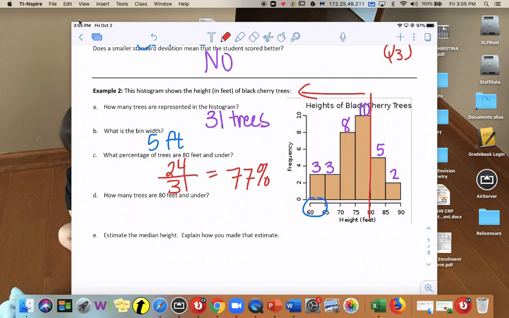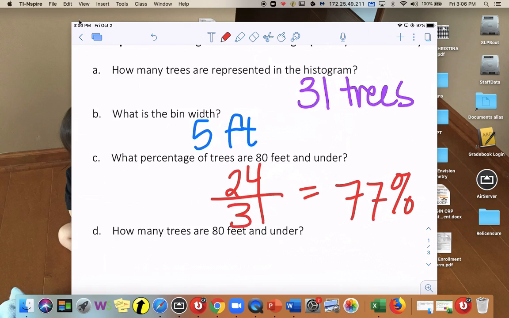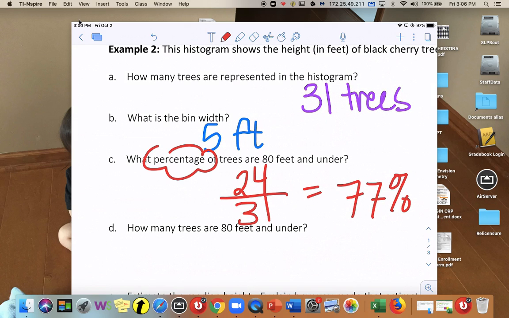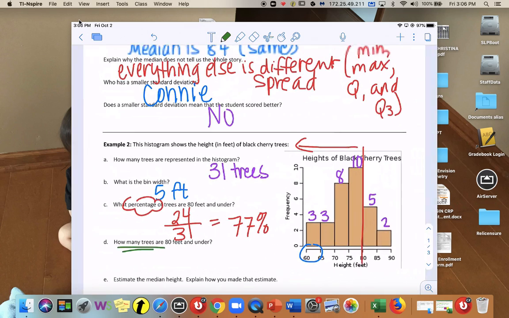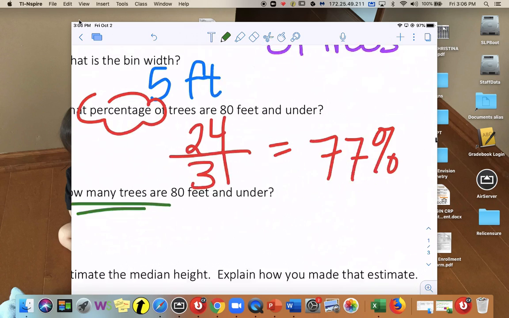How many trees are 80 feet and under? What percentage of trees are 80 feet and under? Okay, so one is percentile, percentage, right here. But this one's saying how many? How many trees are 80 feet and under? All right, so a how many question is the percent.